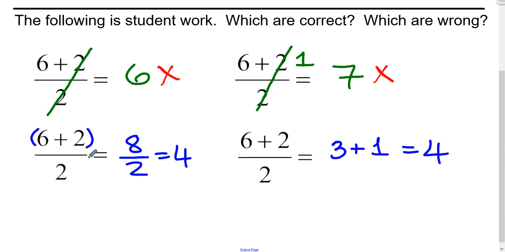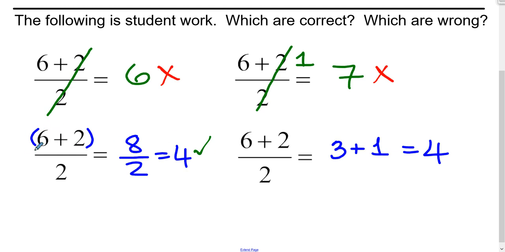If we take a look at the ones on the bottom over here, it looks like this student went and drew an imaginary set of parentheses. I guess you're allowed to do that. And they said, well, 6 plus 2 is the same thing as 8. And that 8 divided by 2 is 4. Well, you lucky duck. Ding, ding, ding, ding, ding. That works. That is equivalent to 4.